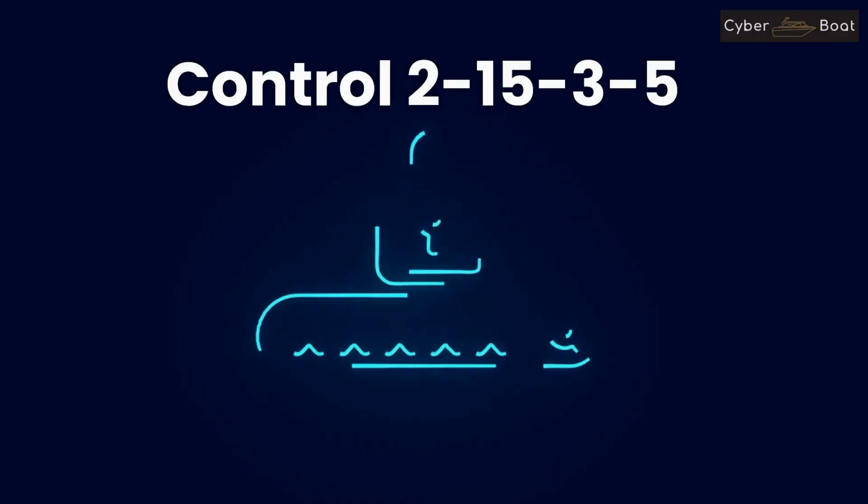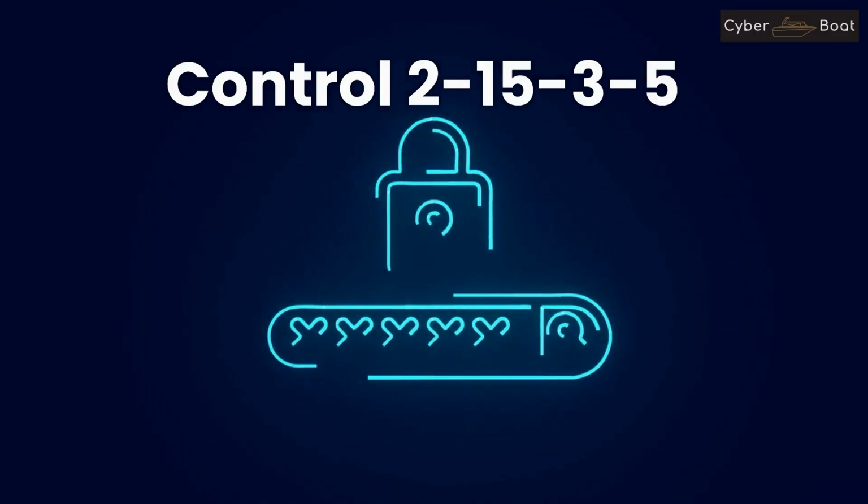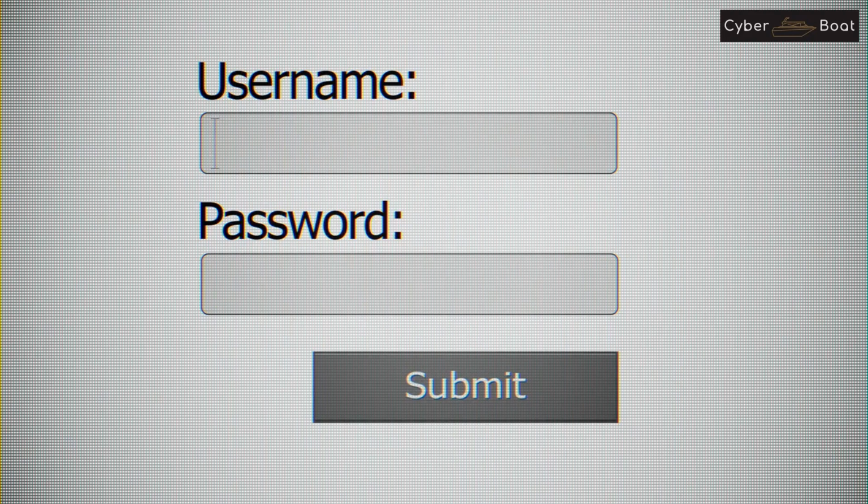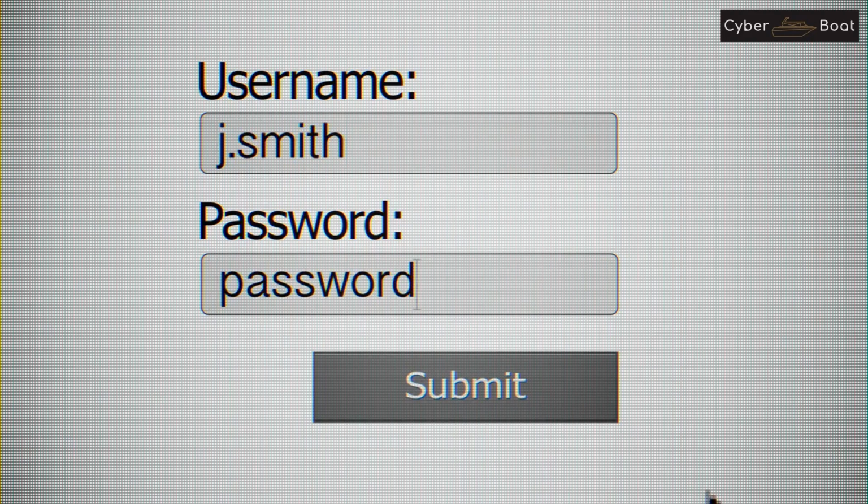Control 2.15.3.5: Multi-factor authentication for users' access. This means using more than one method of authentication to confirm a user's identity. This could include something the user knows, e.g., a password, something the user has, e.g.